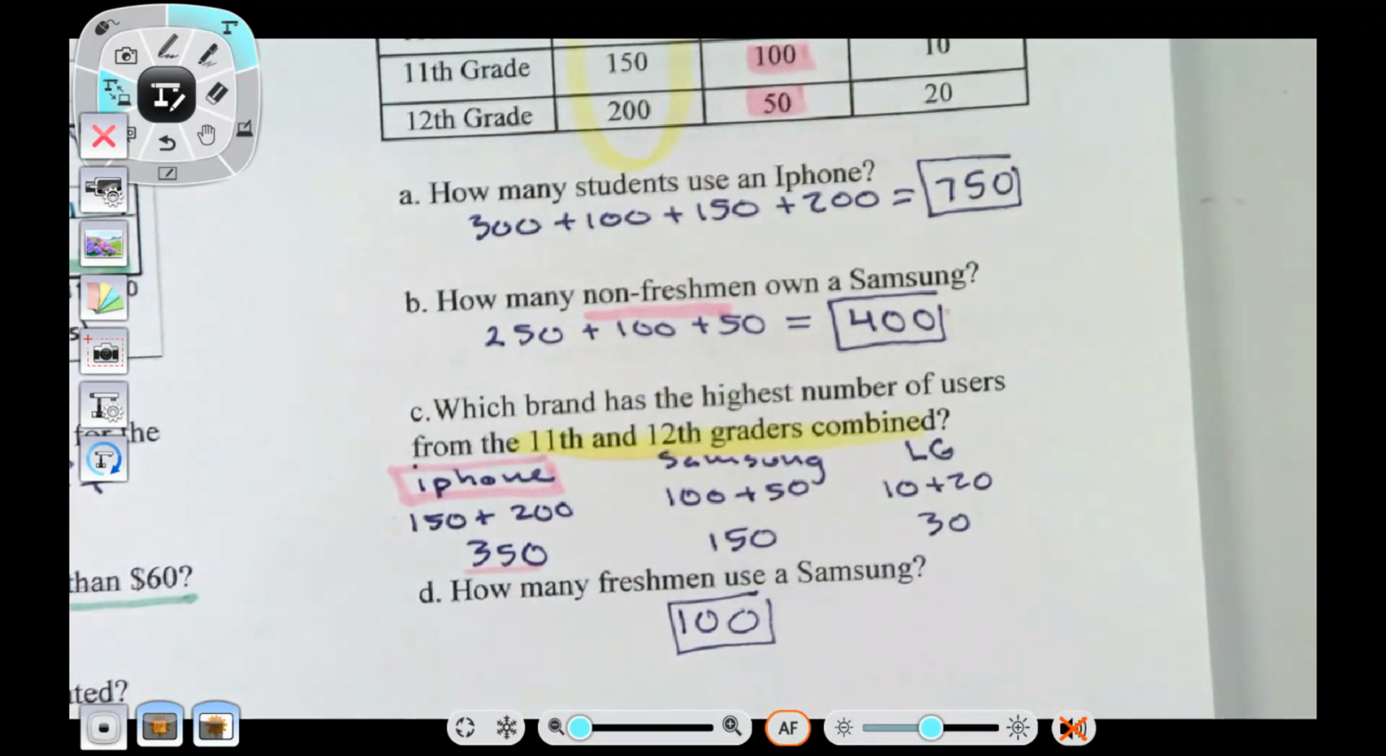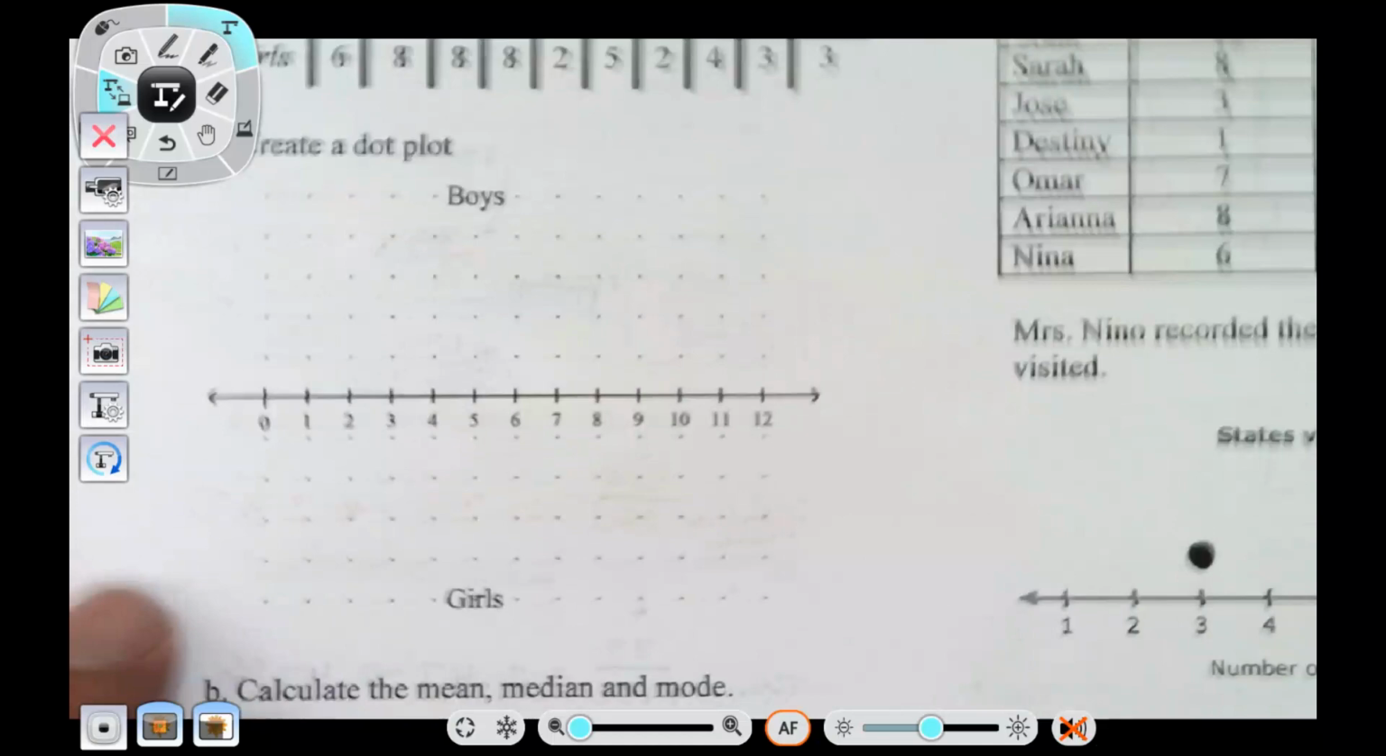Once again, we are doing this as a review. For those of you that were done with this, you should be working on the other assignment or using this video to help you do those other questions. Let's flip the page. All right, and then we had these dot plots.